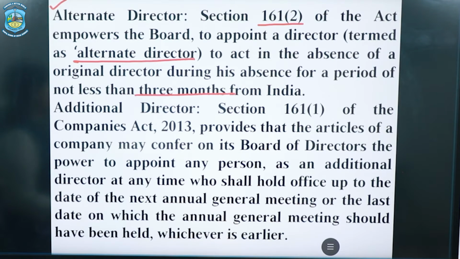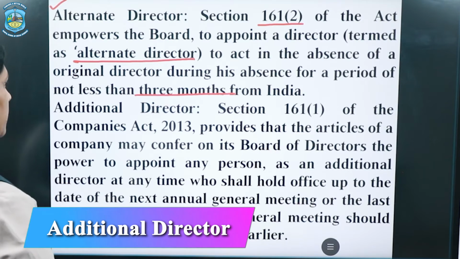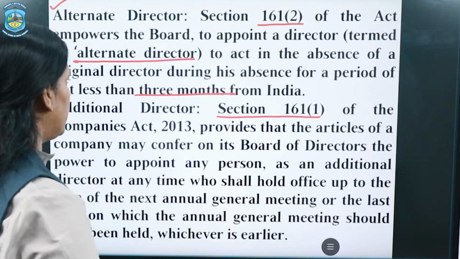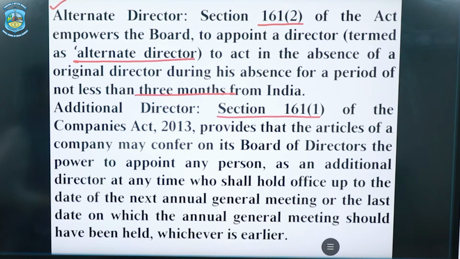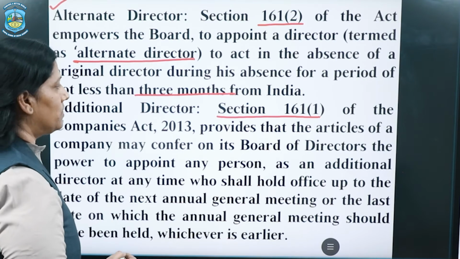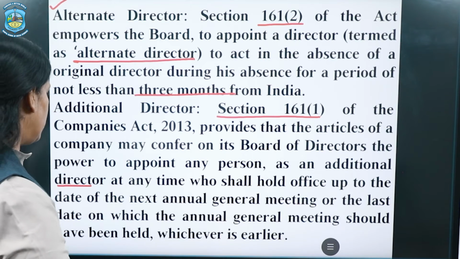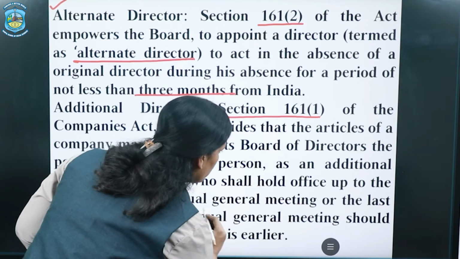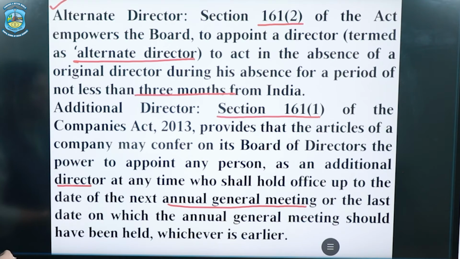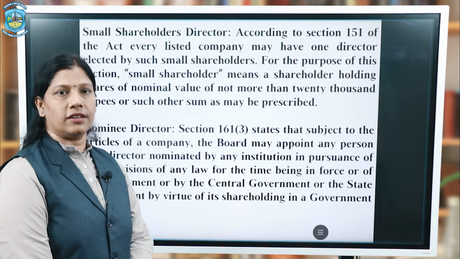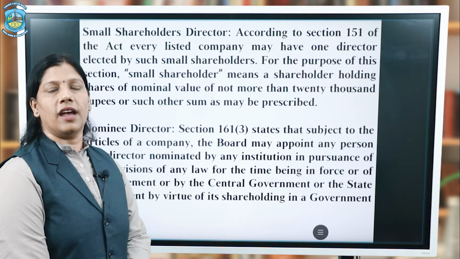The next category of director is known as additional director, the detail of which is given under section 161 subsection 1 of the Companies Act 2013, which provides that the articles of a company may confer on its board of directors the power to appoint any person as an additional director at any time, who shall hold office up to the date of the next annual general meeting or the last date on which the annual general meeting should have been held, whichever is earlier. The last two categories of directors are small shareholder director and nominee director.